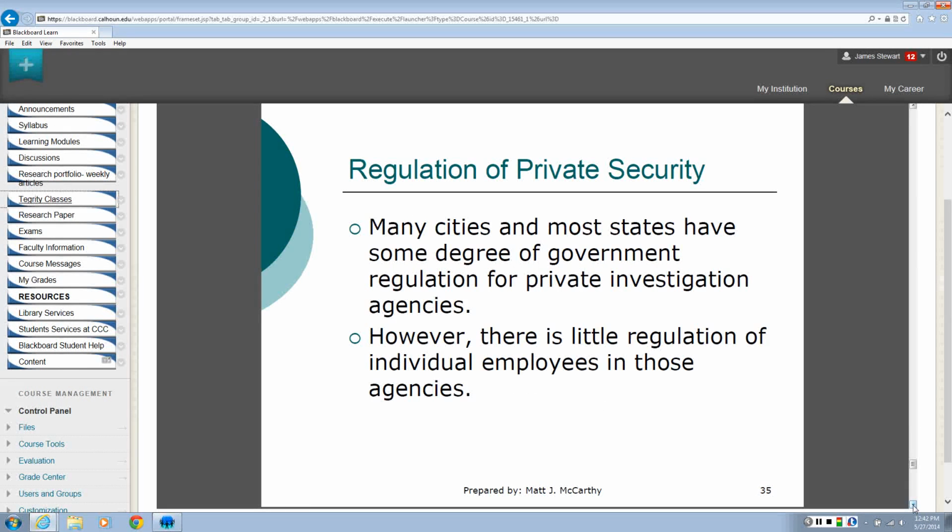Also, read the section on regulation of private security. Up until just a couple of years ago, Alabama did not have any regulation of private security, and then they enacted a licensing requirement that any security company that had over 100 officers had to be licensed, and all their officers had to be licensed. And as of September 1, 2012, every security officer in the state of Alabama now has to be licensed.